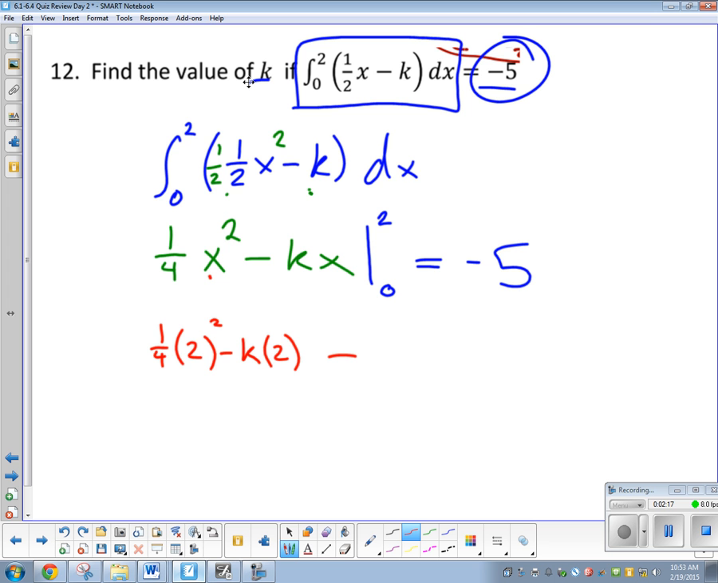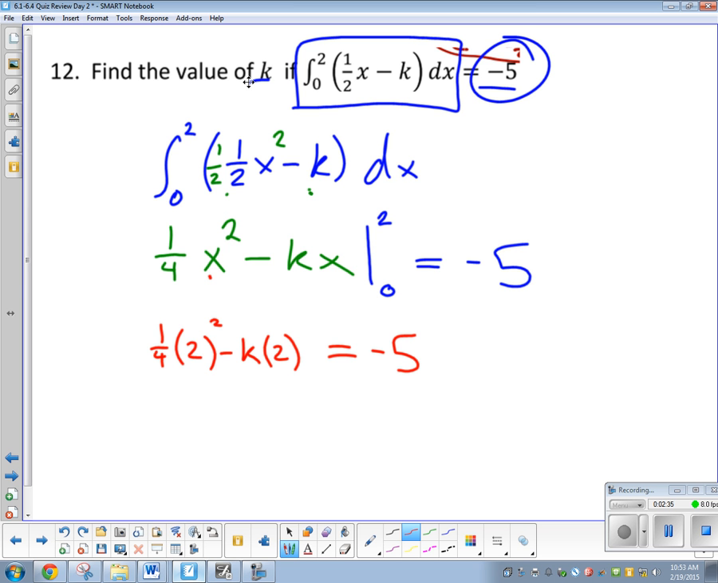What happens when I plug 0 in for x squared? What happens to this part? 0. What happens when I plug 0 in for x? So that doesn't really matter. It's all equal to -5. If I had something, I'd subtract both parts, but there isn't anything there. It's just 0, so it doesn't really matter.